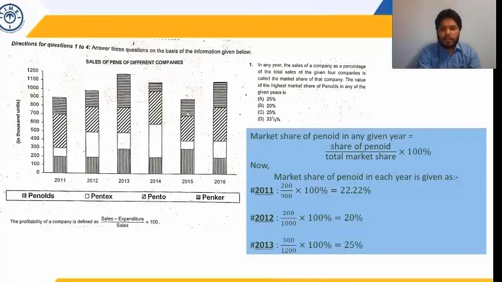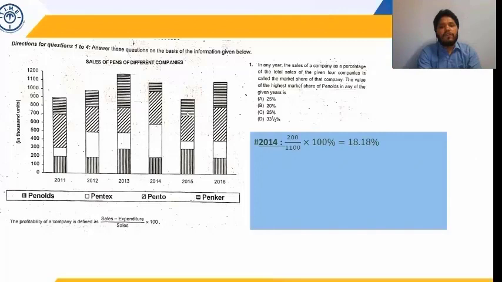Similarly we can calculate it for 2013, 14, 15 and 16. In 2013 it is going to be 25%. In 2014 it is going to be 18.18%. So how to calculate this? Again 200 upon 1100 into 100. 1 by 11 is 9.09. So 2 by 11 is going to be 18.18%.